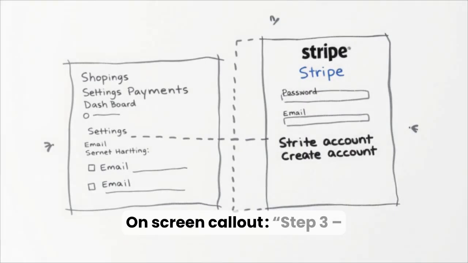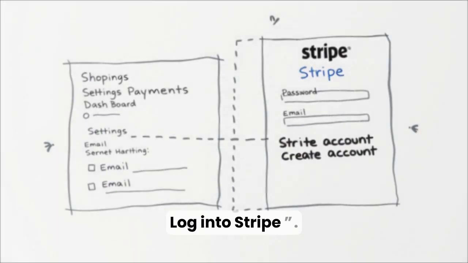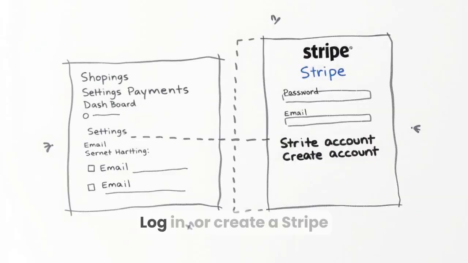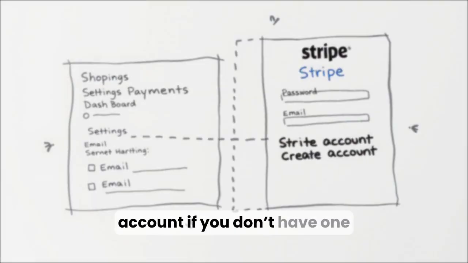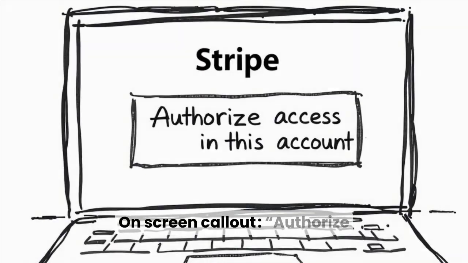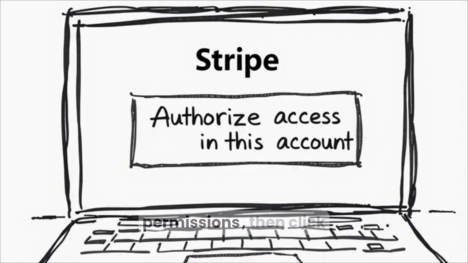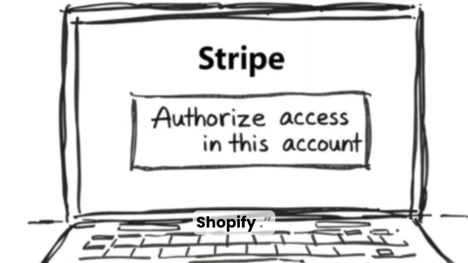Step 3, log into Stripe. A new Stripe window opens. Log in, or create a Stripe account if you don't have one yet. Authorize access. Review the permissions, then click Authorize access to this account to link Stripe with Shopify.